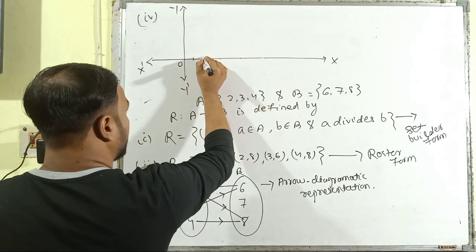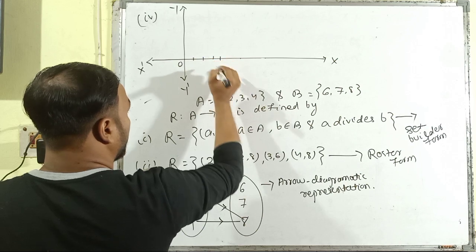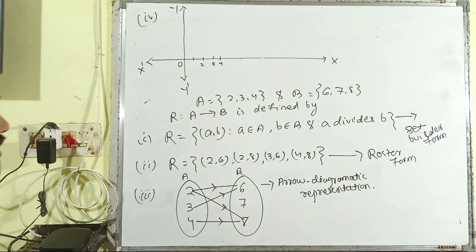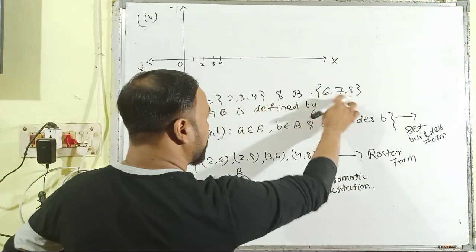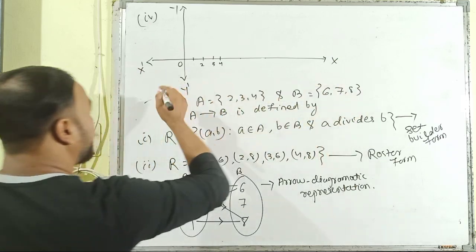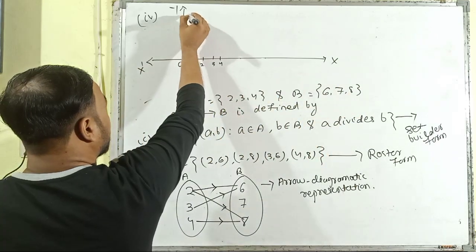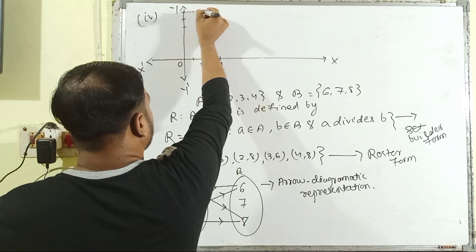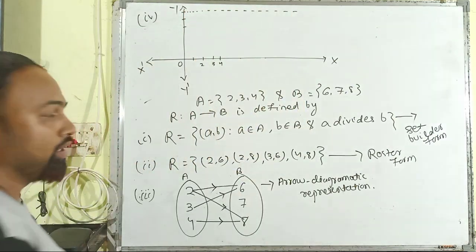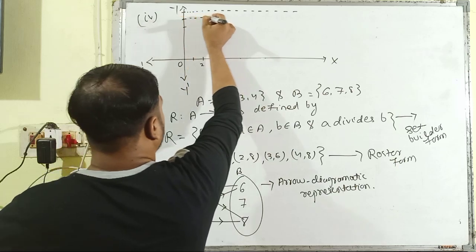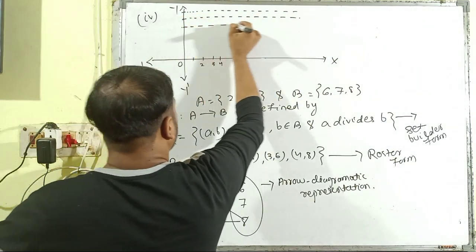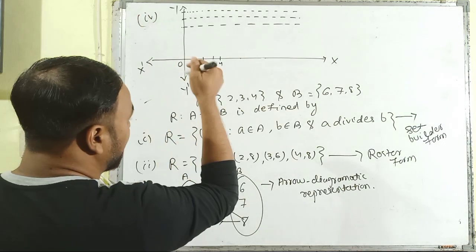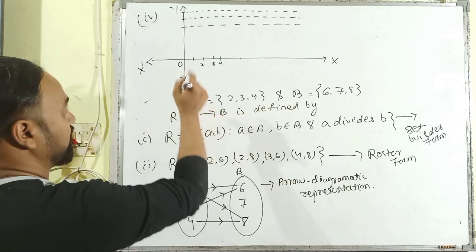Let us reduce the spaces between the points. 1, 2, 3 and 4. We don't need this one here. Then we plot the elements present in the second set, 6, 7, 8, along the Y axis. This is 6, this is 7 and this is 8. Then we draw lines parallel to the x-axis from the elements of the second set, and lines parallel to the y-axis passing through the components of the first set.